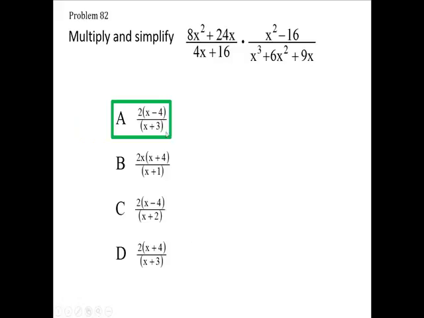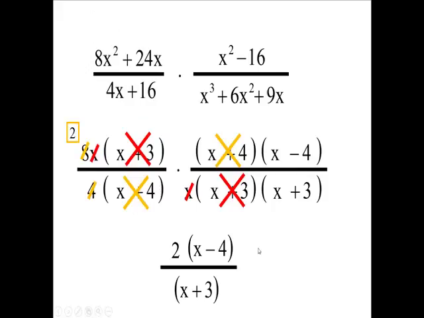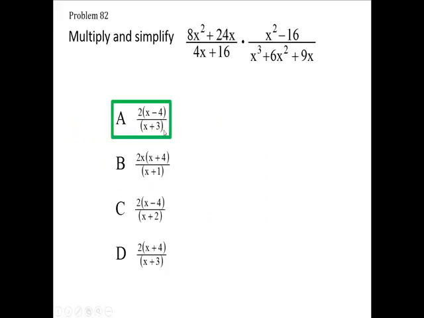We're going to pick this answer here. This answer had a plus 4 instead of a minus 4. And this, you should have x plus 3 on the bottom. Okay. This has an x plus 2 on the bottom. Okay. So we're picking this one because this is x plus 4 when we should have x minus 4. Our answer was 2 times (x minus 4) over (x plus 3). We're picking answer A.